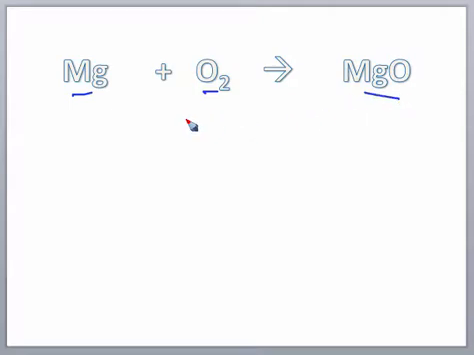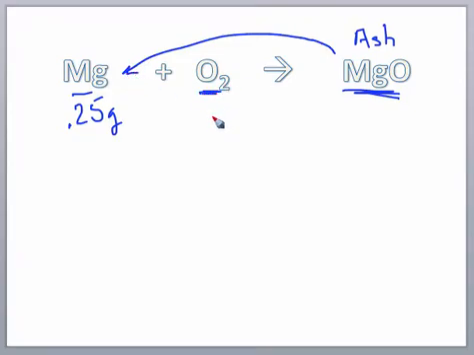The first thing we need to do is figure out what our masses of magnesium, oxygen, and magnesium oxide are. So I'm going to use hypothetical data from the lab that I did. When I weighed the magnesium, I found that it was 0.25 grams. I don't know how much oxygen there was, but I can figure it out by knowing how much of the product there was. If I knew how much of that ash was in that crucible in the end, all I would have to do is subtract to give me the oxygen. Because remember, the mass of the magnesium plus the mass of the oxygen has to equal the mass of the product formed.